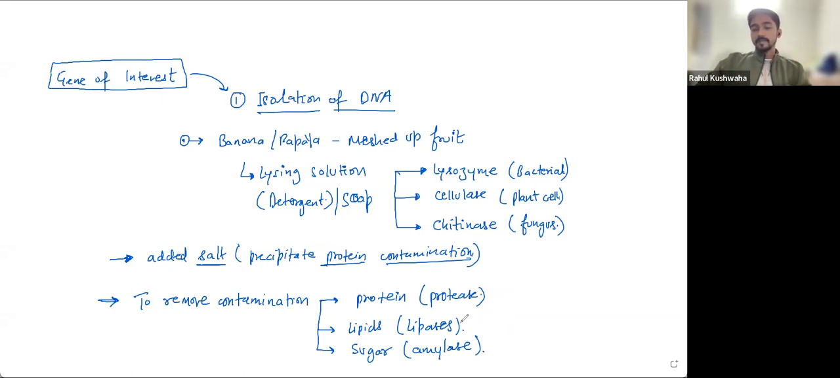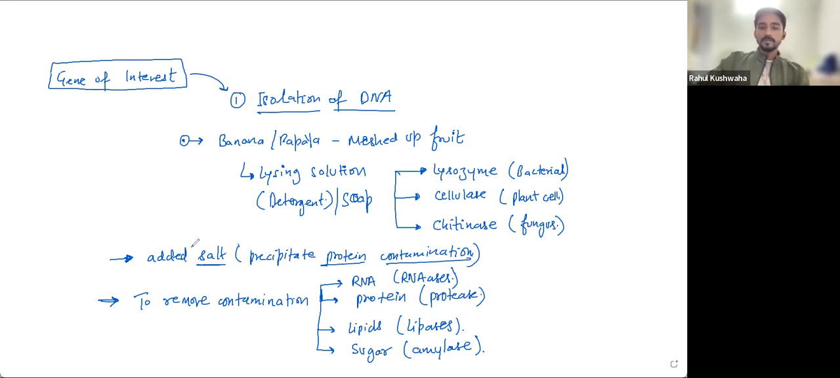And when it is done in a laboratory, we are so specific that we don't just want to get rid of protein, lipids, and sugars. We also want to get rid of RNA. So we use RNases. These are very important, because if you want to isolate DNA, the whole technique is to isolate nucleic acid, and RNA is also a nucleic acid, so you want to get rid of that as well.